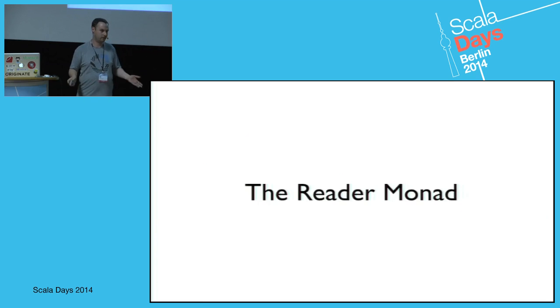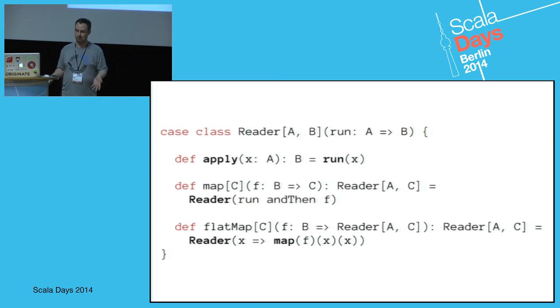So enter the reader monad. The reader monad is just a wrapper around unary functions. It uses andThen as map, and then it defines a flatMap that makes sense. And it's actually really simple. One way to implement a reader monad is like this. Map just wraps a function in a reader, and map is defined as andThen. flatMap just does map and then flattens it by using a function that takes its argument and applies it twice.